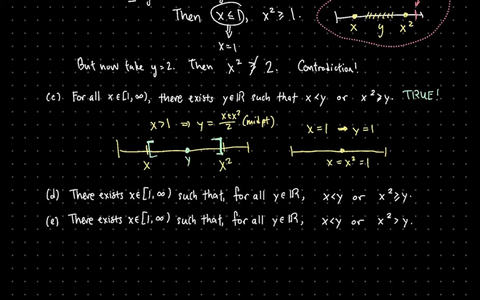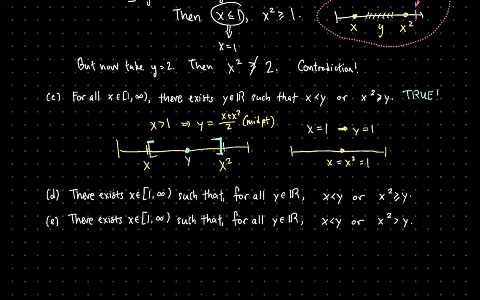Some people are saying y equals 1 doesn't work. I think it does work, right? Because I only need one of these statements to hold. So let's say x equals 1. Does there exist some y with this property? Sure. Let's take y to be 1. I could even take y to be 2 if you want.